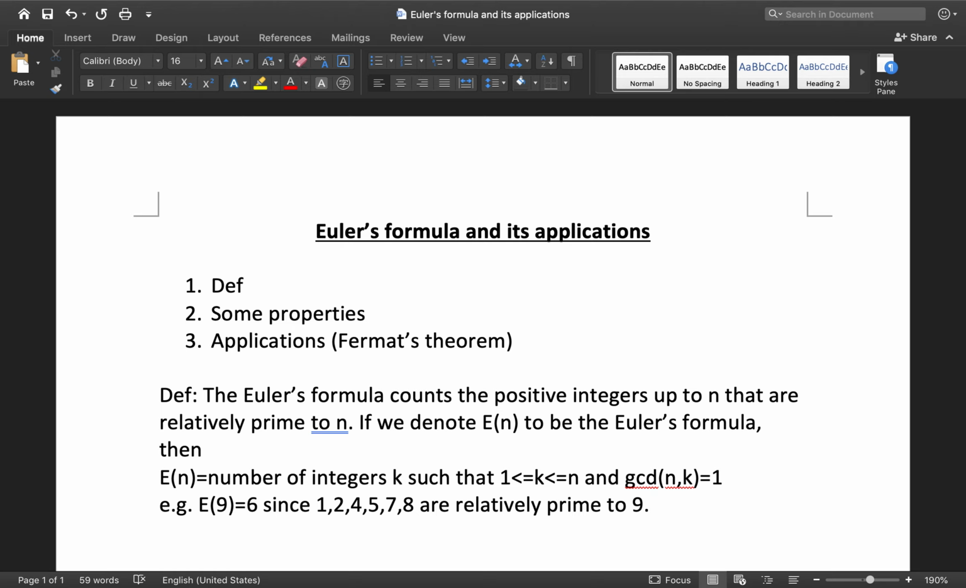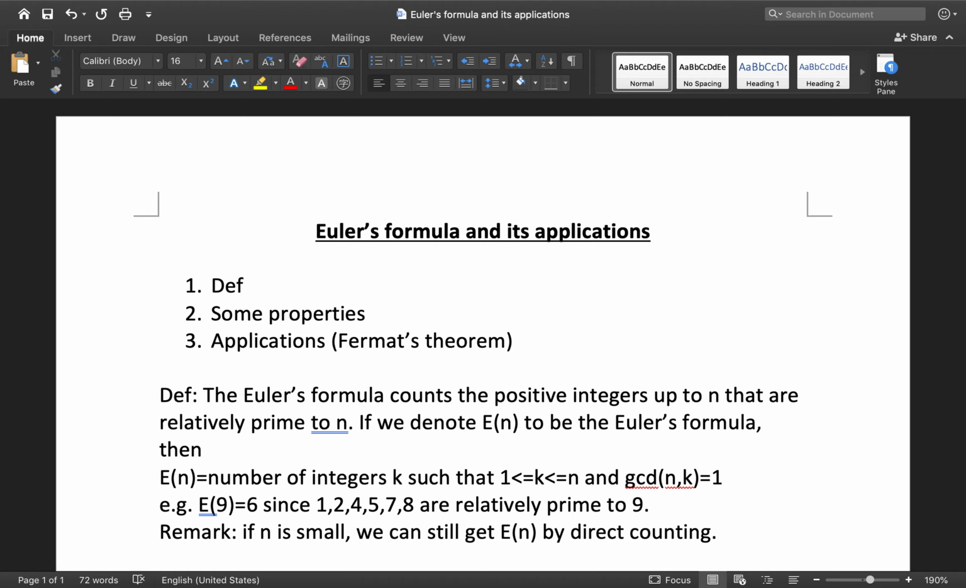Of course, if the number n is small like this case n equal to 9, you can write down all those integers relatively prime to 9 between 1 and 9, and then count the number. So this is a remark: if n is small, we can still get En by direct counting. That's fine, you can do that.